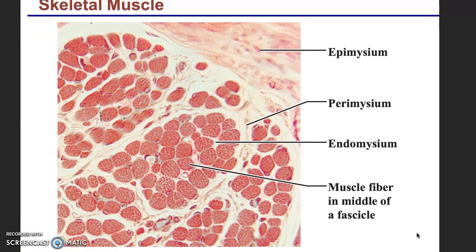So here's a better picture of the skeletal muscle. As we can see, the outermost layer is the epimysium, and then inside of that is the perimysium, which is shown here. And these little bundles of fibers are being wrapped in endomysium.